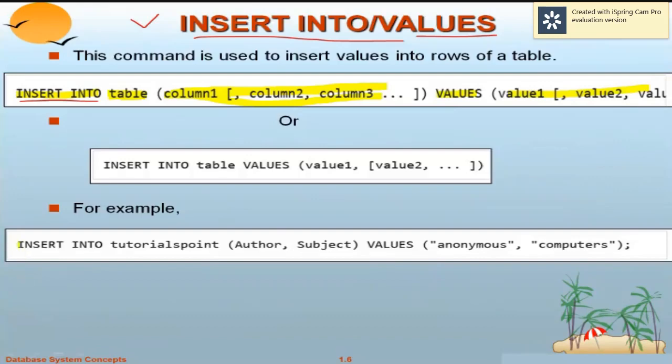Now look into the example. Insert into tutorials point, which is the name of the table, and in that table you want the data to be inserted in the attribute names author and subject, followed by the values. In the author you want anonymous to be inserted, and in the subject you want computers to be inserted. That you put in inverted commas. So the author's name will carry anonymous, and the subject will carry computers. This is about insert into.